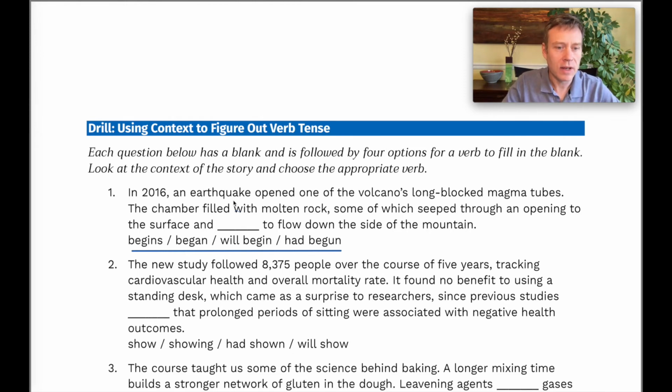Okay, so in the first one: in 2016, an earthquake opened one of the volcano's long blocked magma tubes. The chamber filled with molten rock, some of which seeped through an opening to the surface. And in this case, the right answer should be "began to flow down the side of the mountain," because one of the things that I would notice is seeped is in the past tense, and beginning to flow down the side of the mountain occurs at the same time as when it seeped through the opening.